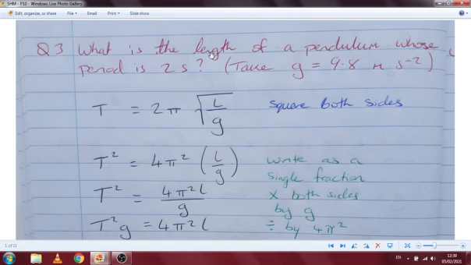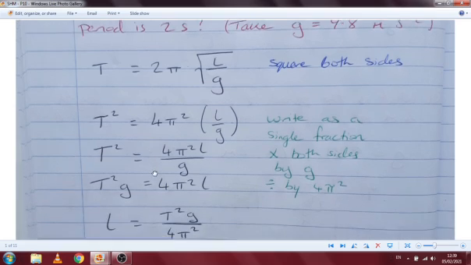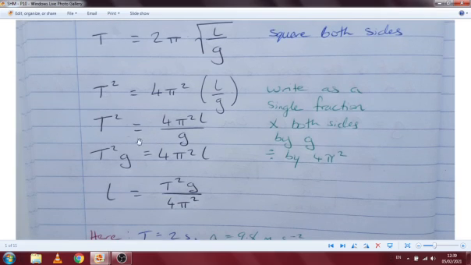So we're asked now for the length. So the period T is equal to 2 pi times this. That's our usual formula. Again, we square both sides to give us T squared is equal to 4 pi squared times L over g. The square root is gone because it's been squared. Again, we write it as a single fraction, so we get 4 pi squared L over g. We again multiply both sides by g to make it linear, so we got rid of the fraction.